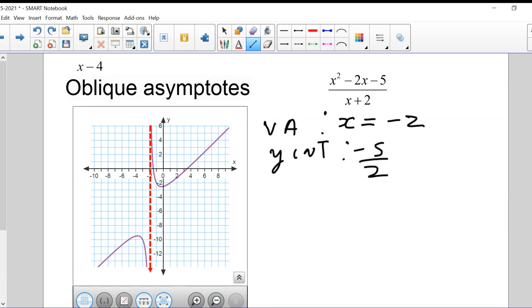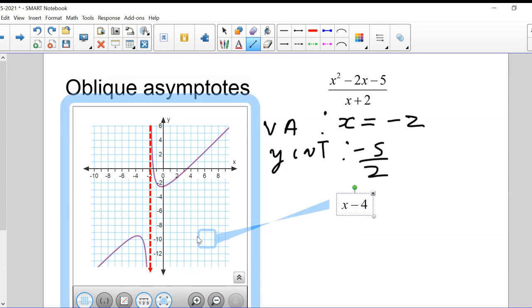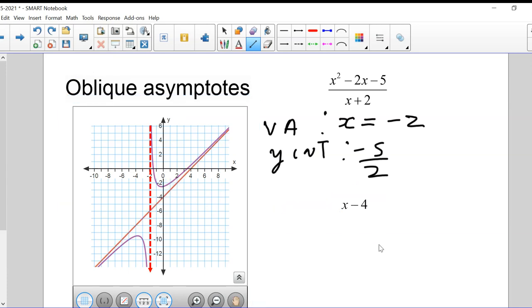But now there seems to be another asymptote. And I'm saying that asymptote seems to be this line right here. Let's put that in as well. But why x minus 4? That's another asymptote, but it's not a horizontal line anymore. It's a line like a y equals mx plus b kind of line, and it's x minus 4.